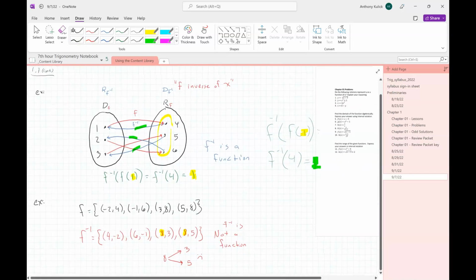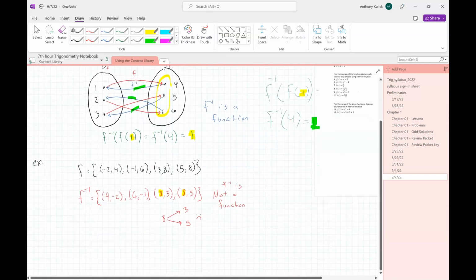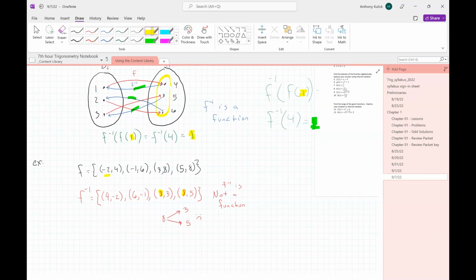We saw a second example that said, okay, if my function is a set of ordered pairs, how do I write its inverse? And that was quite easy. All we needed to do was transpose the x and y coordinates. So (-2, 4) becomes (4, -2), and I just do that for each one. I just swap the x's and y's and ta-da! There's my inverse. Pretty easy.